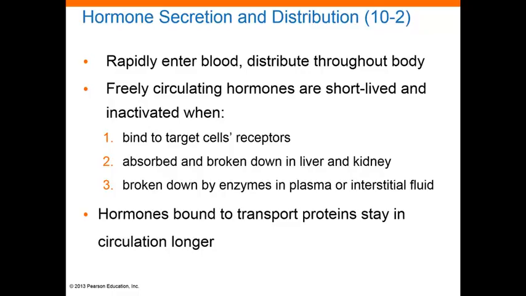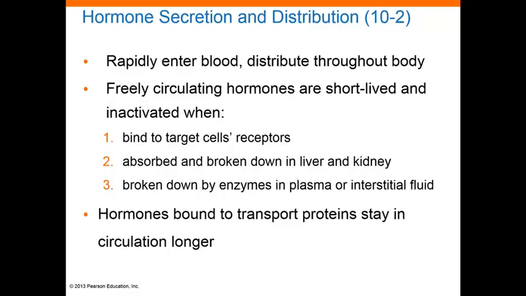Hormone release occurs where capillaries are abundant and the hormones quickly enter the bloodstream for distribution throughout the body. Within the blood, hormones may circulate freely or attach to special transport proteins. Freely circulating hormones remain functional for less than 1 hour and sometimes for as little as 2 minutes. They are inactivated when they bind to the target cell's receptors, or are absorbed and broken down in the liver and kidney, or broken down by enzymes in plasma or interstitial fluids.